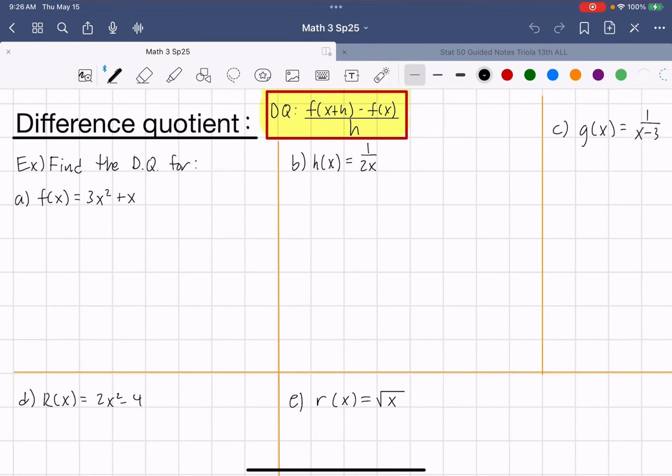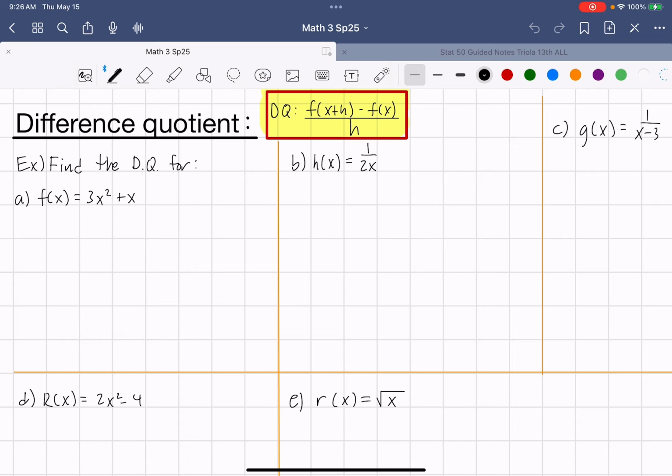Here we're going to look at some more evaluations, but this one's a very specific and important evaluation. It's known as the difference quotient. It is used a lot in calculus when you talk about a derivative.